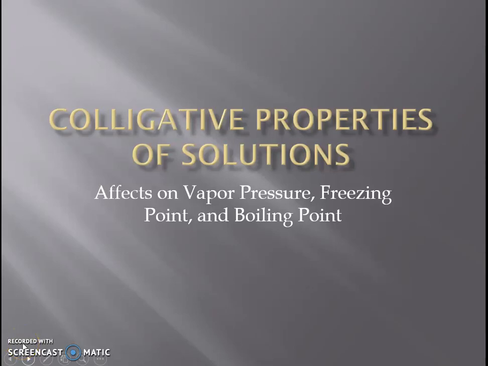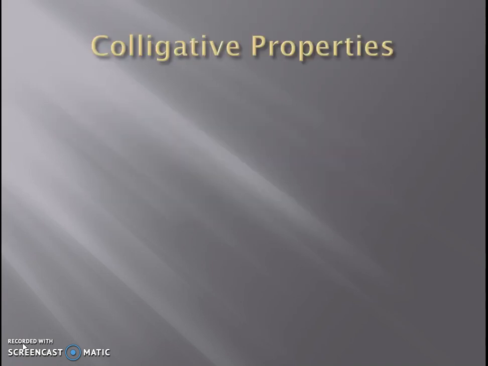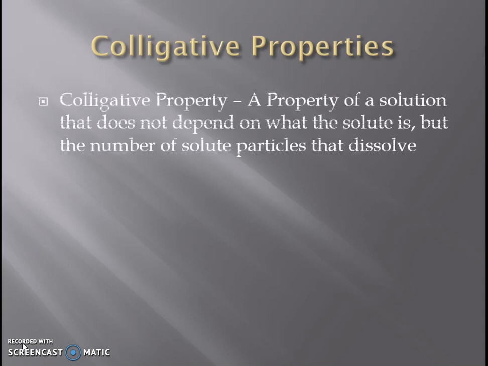In this video, we're going to take a look at colligative properties of solutions, the effects on vapor pressure, freezing point, and boiling point. So a colligative property is any property that is changed on a liquid as it is dissolving particles in and becoming a solution, and then as more particles are dissolved, the more that property changes.